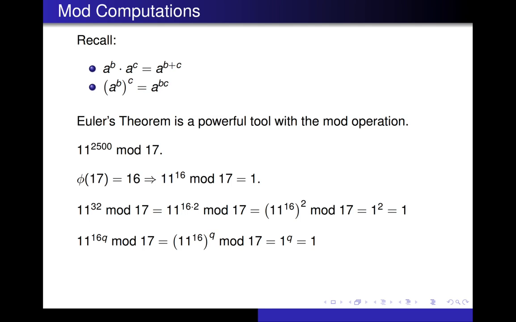And that suggests that maybe using some kind of quotient remainder on the exponent, not on the actual number 11 to the 2500, but on the exponent 2500, will be helpful to us. When I say quotient remainder, I mean we're going to divide 16 into that 2500, because we're interested in multiples of 16, because 16 is phi of 17. So we end up with 2500 equals 16 times 156 plus 4.